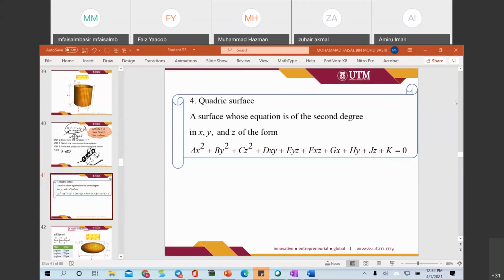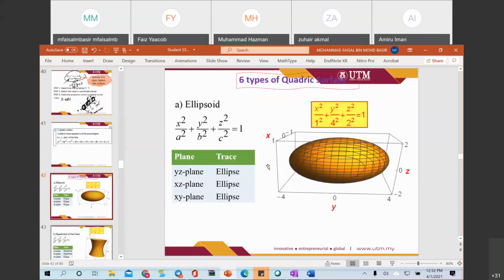So we continue. Quadratic surface, a surface with an equation of second degree. First we see the ellipsoid. The base graph is the ellipse. So in the XY plane we have an ellipse, in the XZ plane we have an ellipse, in the YZ plane we have an ellipse. Why? See here.